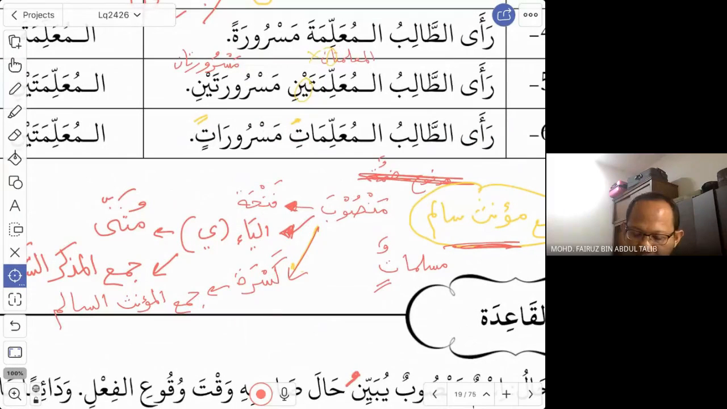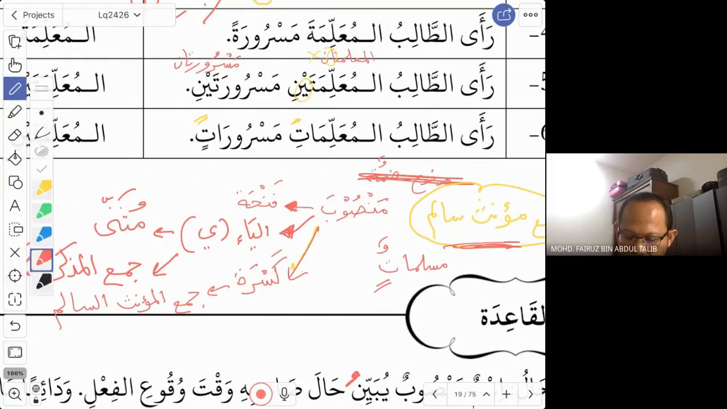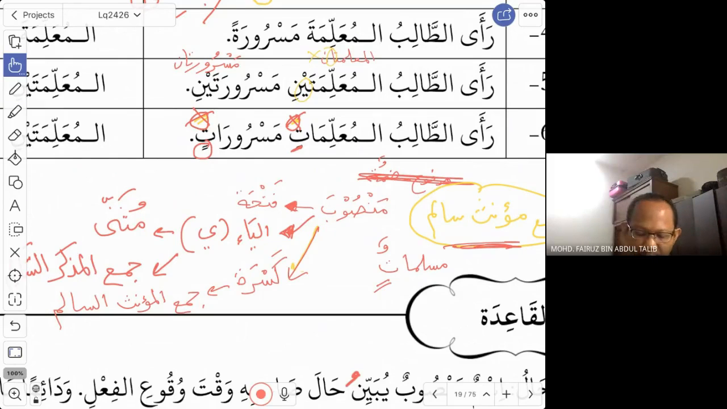Therefore, in this jumlah, we don't say ra'at talibu muallimata. No, we say muallimati. We don't say masruratan. No, we say masruratin. So this is again another alama for mansub. To summarize, this is actually another topic on its own. Once you understood this, you can apply it to all words that are in the state of mansub.